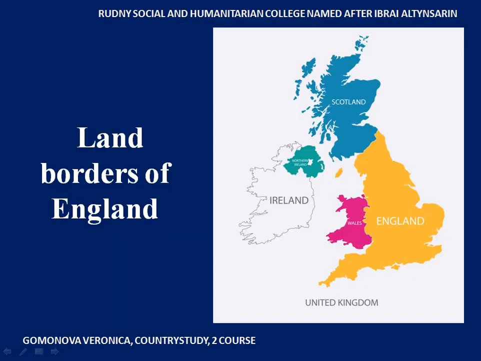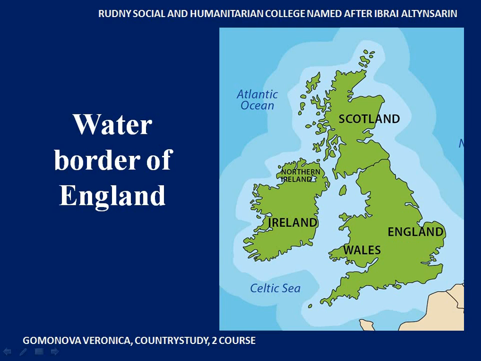Which name is England, and now we are going to check whether you remember the main information about the country. So, what are the land borders of England? Perhaps you remember that England borders Scotland to the north and Wales to the west. What are the water borders of England? The water borders of England are the North Sea, the Celtic Sea, the English Channel, and the Strait of Dover.